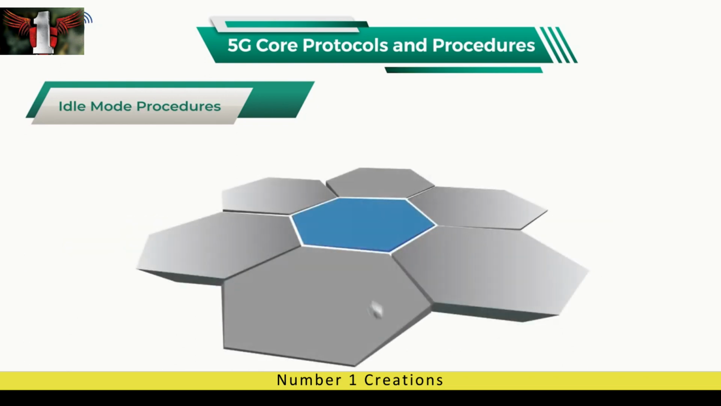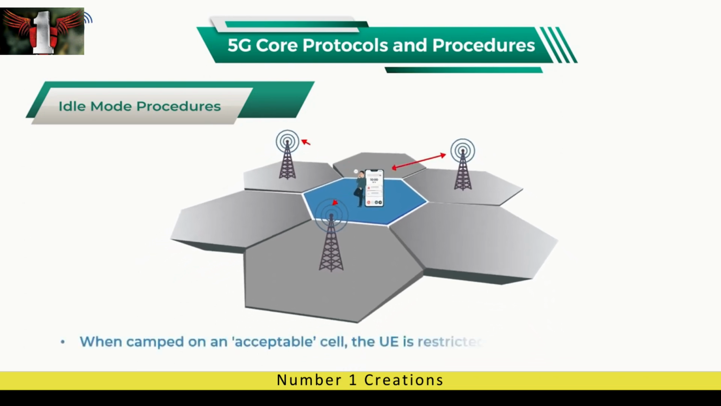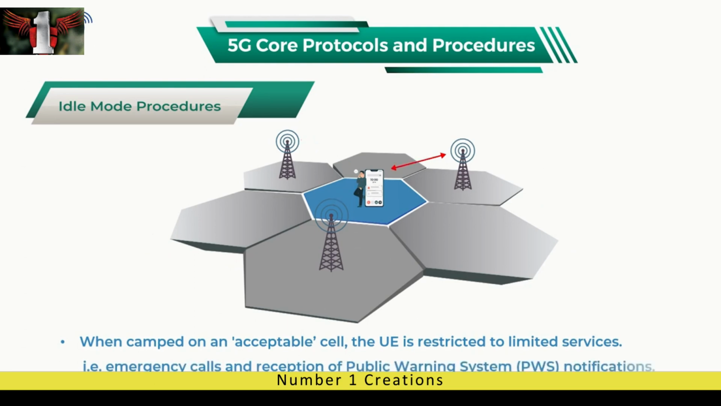A UE uses the initial cell selection procedure if cell selection based upon stored information is unsuccessful. A UE attempts to camp on a suitable cell during the cell selection procedure. If the UE fails to camp on a suitable cell, then the UE will attempt to camp on an acceptable cell. When camped on a suitable cell, the UE can register with the network and access its normal set of services. When camped on an acceptable cell, the UE is restricted to limited services, that is, emergency calls and reception of public warning system (PWS) notifications.